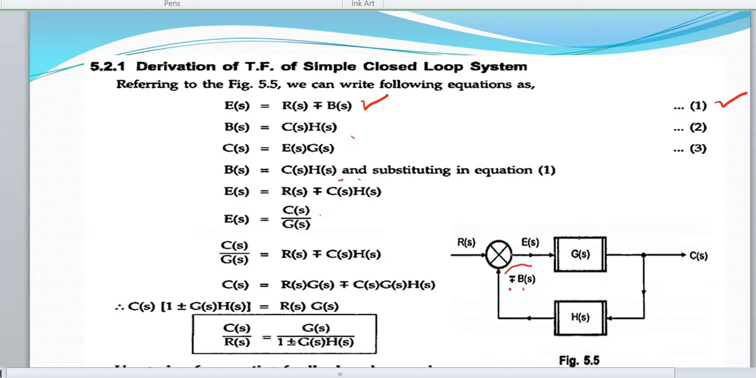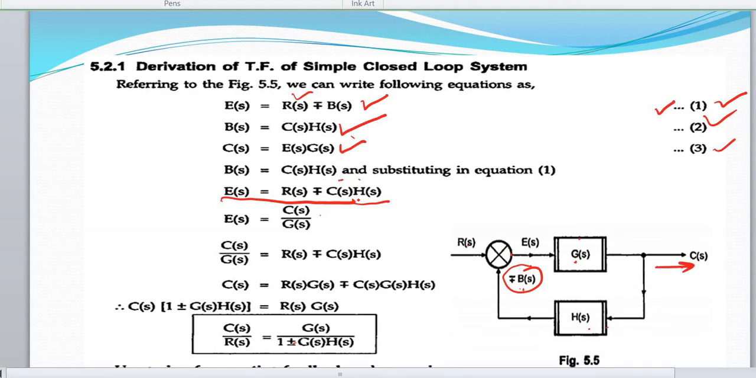Then B(s), that is this feedback signal, is nothing but the output C(s) into H(s). What is C(s)? C(s) is G(s) into E(s). Call that equation 3. Then B(s) is H(s) into C(s). Substituting this in equation 1, I can get E(s) is R(s) minus or plus C(s)H(s).